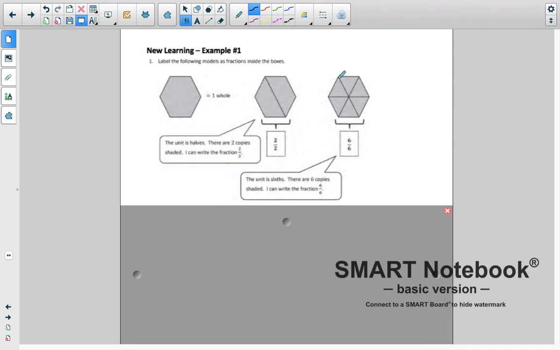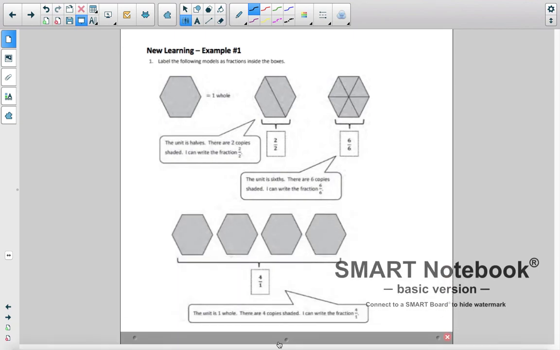Now I took the hexagon and I split it into 6 pieces. So I have 6 pieces shaded and I have 6 over 6. So this fraction is going to equal 6 over 6. Now over here, I just took my whole hexagon and I copied it 4 times. Now I didn't break this hexagon apart. So it's still going to equal 1 whole.